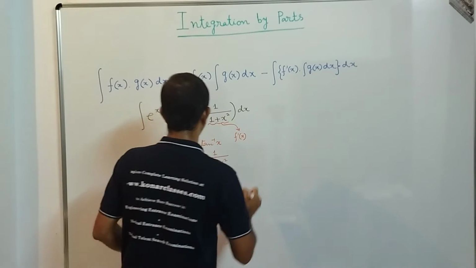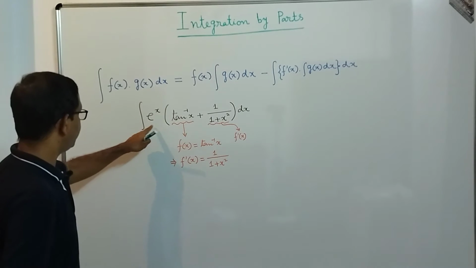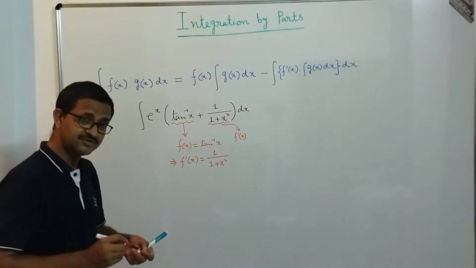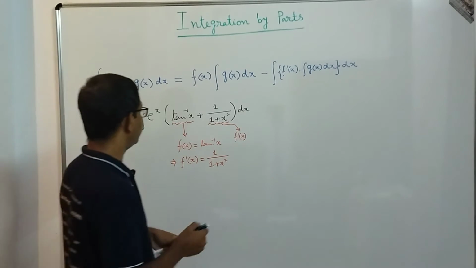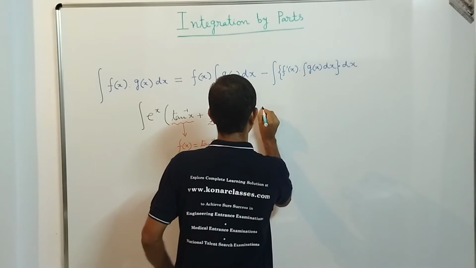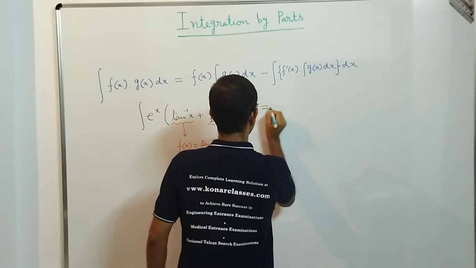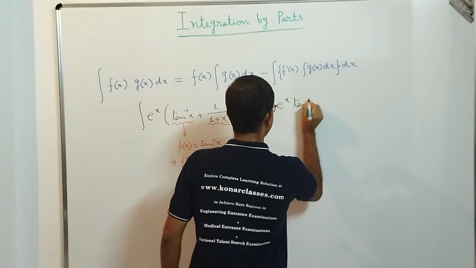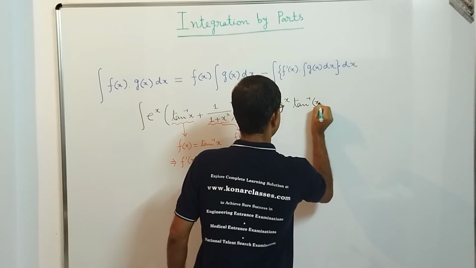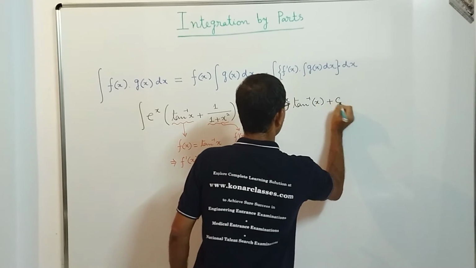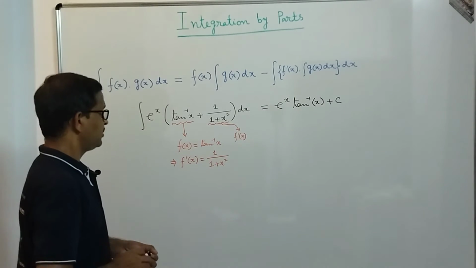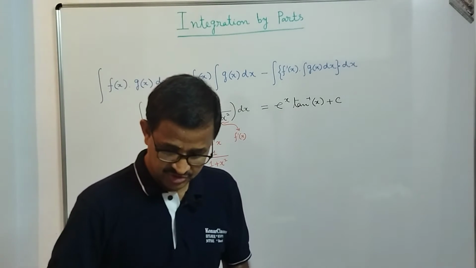So we see it is in the form of e power x into f x plus f dash x, where f x equals tan inverse x. So we can directly write the result: that should be equal to e power x into tan inverse x plus c, where c is the integrating constant. Okay. So let's look into the next question.